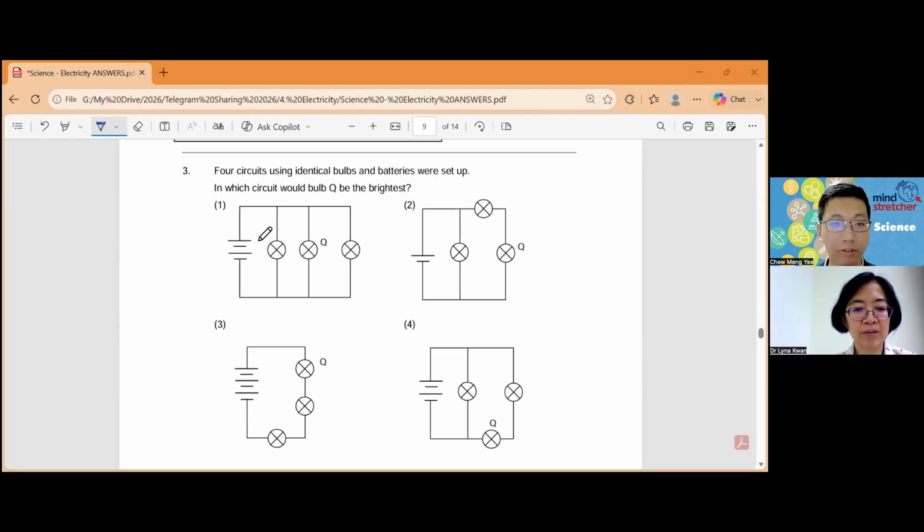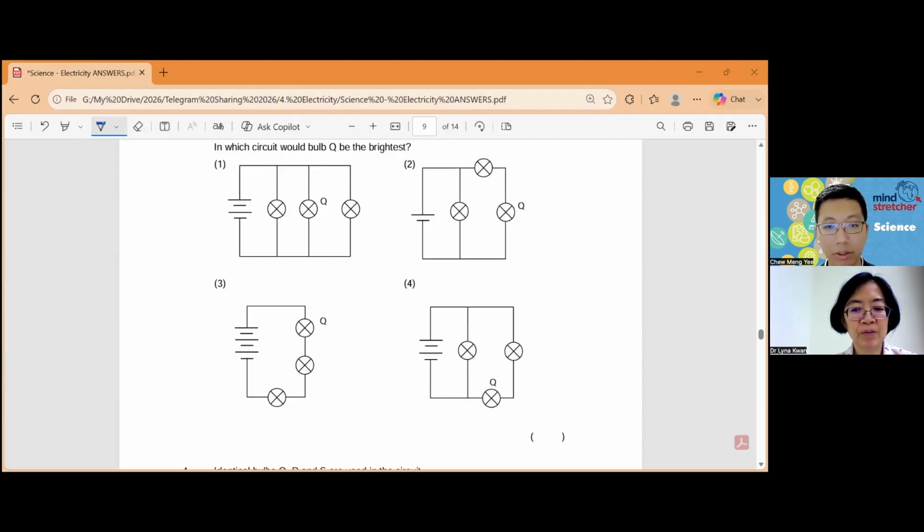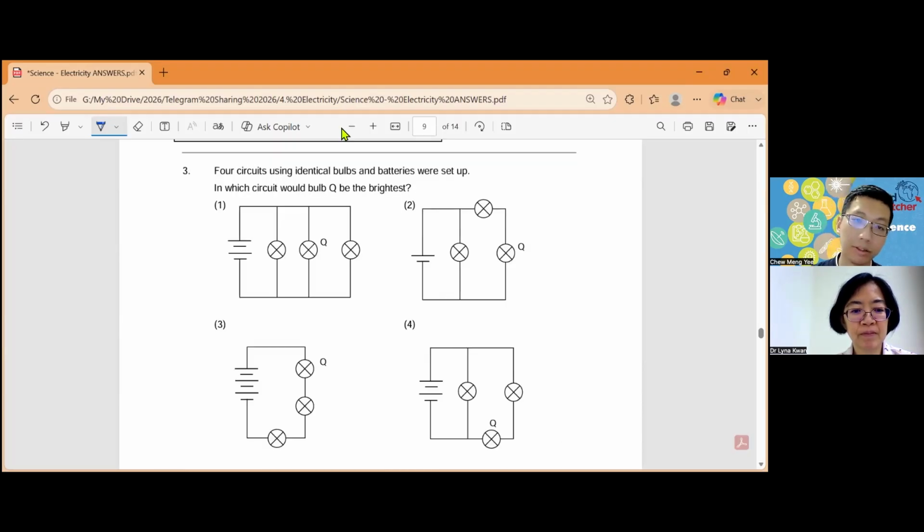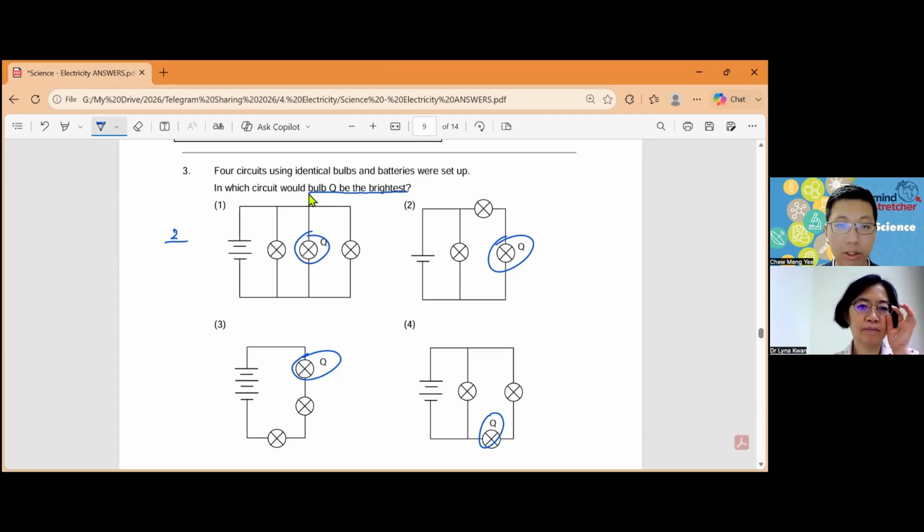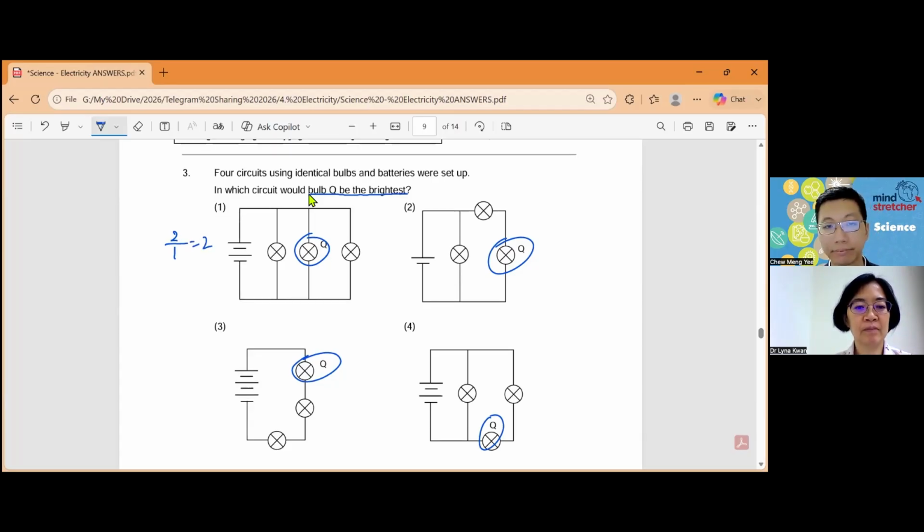Okay, so I have seen many answers. The answers are one. So let's look at the formula again. We want to see in which circuit would bulb Q be the brightest. So Q here, Q here, Q here, and Q here. First option: two batteries, and in the path that bulb Q is in, there's only one light bulb. So 2/1 is just 2. What about the second one?